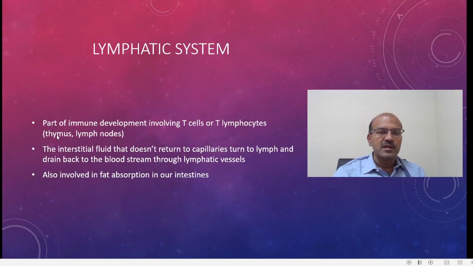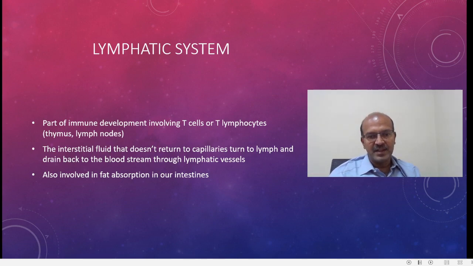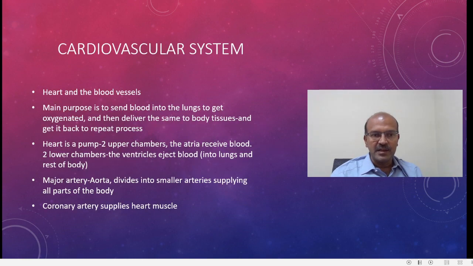So the thymus, lymph nodes, even the tonsils at the entrance of the pharynx are part of the T lymphocyte maturation system. And as I mentioned, the interstitial fluid that doesn't return to the capillaries turns to lymph. It also has a role in fat absorption in the intestines. The fat absorption in the lymphatic system, the lacteal system it's called, and it can get absorbed.